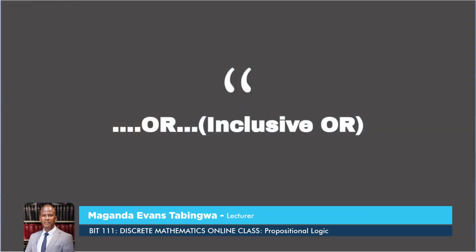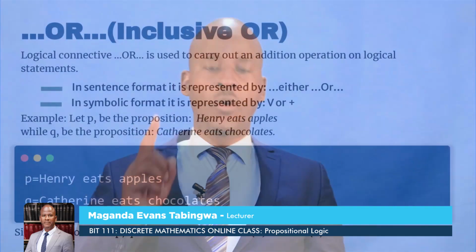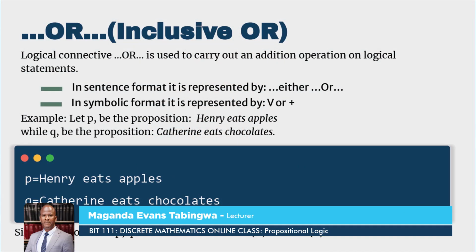So we shall start with the OR, which we have called the inclusive OR. Okay? So we have said that the inclusive OR is used for carrying out addition operations on logical statements. So it's majorly where you see the OR, either-or, and it's only that. It means that the statement you are reading in English can be converted into a plus inside the computer system, okay? So in sentence format, it's represented by either-or, but in symbolic form, you will have a V sign or an addition sign, okay?